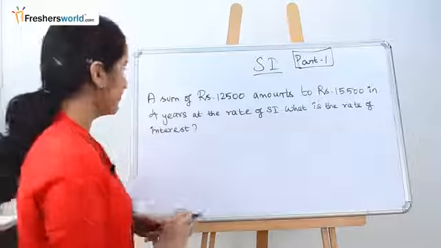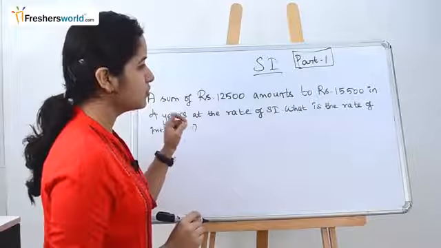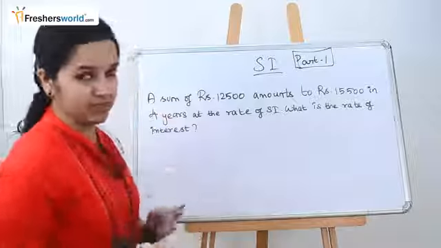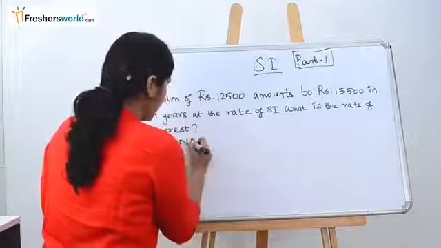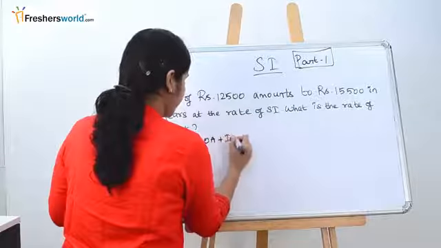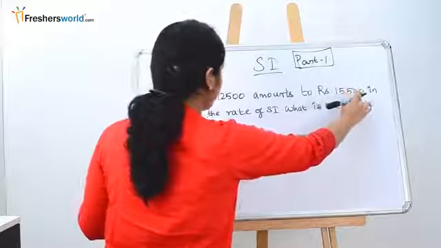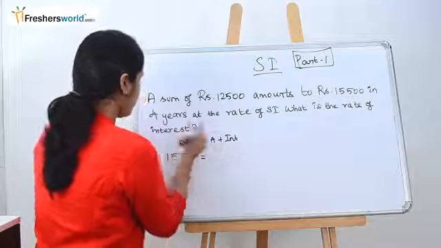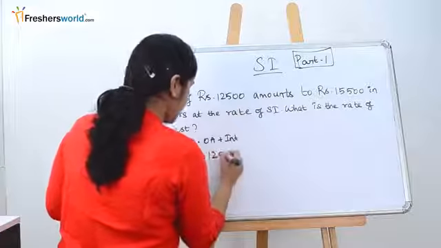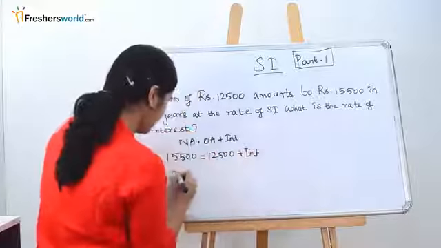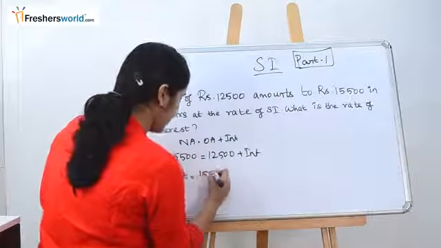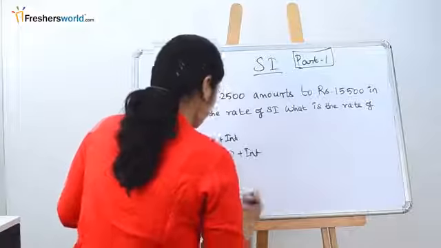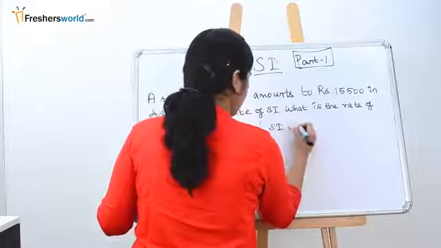The next question is: a sum of rupees 12,500 amounts to rupees 15,500 in 4 years at a rate of simple interest. What is the rate of interest? As we know, new amount is equal to old amount plus interest. So 12,500 became 15,500 in 4 years. The new amount 15,500 is equal to the old amount 12,500 plus the interest. To find the interest, we do 15,500 minus 12,500, which is 3,000. So the interest is 3,000.